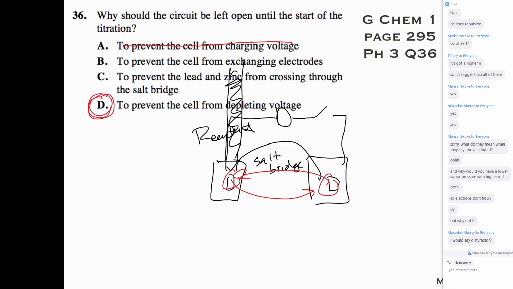The main reason you don't is because if it's closed and you start titrating, you're already starting to lose voltage. So if you have any sort of reaction, it can occur, you're going to get some voltage drop. So you leave it open so that you don't run the current down. Okay.